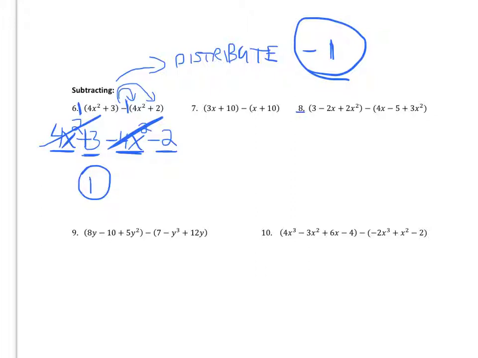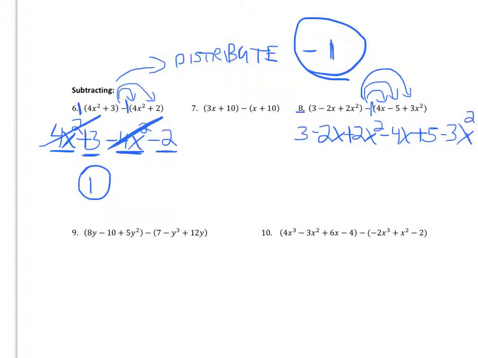Okay, let's skip to number 8. Let's do one more. The first trinomial, I leave the same, 3 minus 2x plus 2x squared. Then I put a 1 here, I distribute negative 1. Negative 1 times 4x is negative 4x. Negative 1 times negative 5 is plus 5. And negative 1 times positive 3x squared is minus 3x squared.